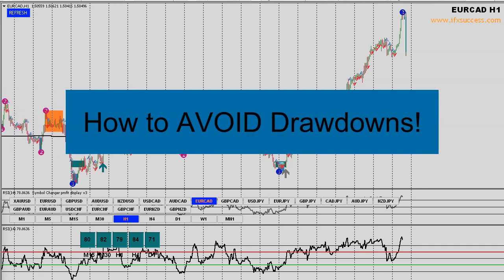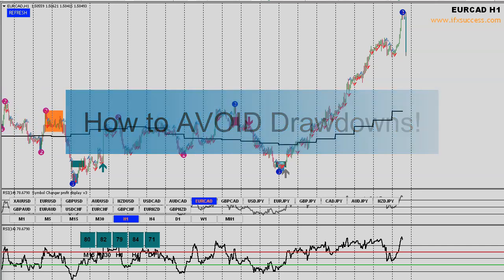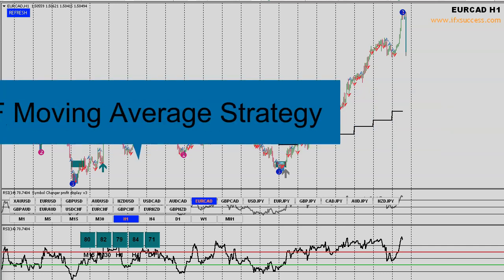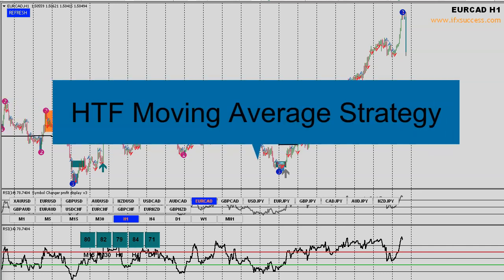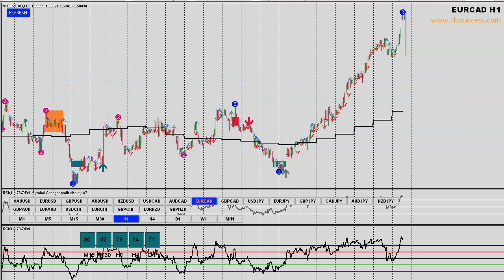I want to go over something very special, which is how to avoid big drawdowns when the market is trending. So we're going to be using a different strategy that is going to help you very much. If you keep following my strategies, I have removed a couple of things in here so that we're able to see clearly what is going on, so you can understand the strategy that I'm about to teach you. It's very similar to everything we have learned so far, but this is just a little tweaking around.